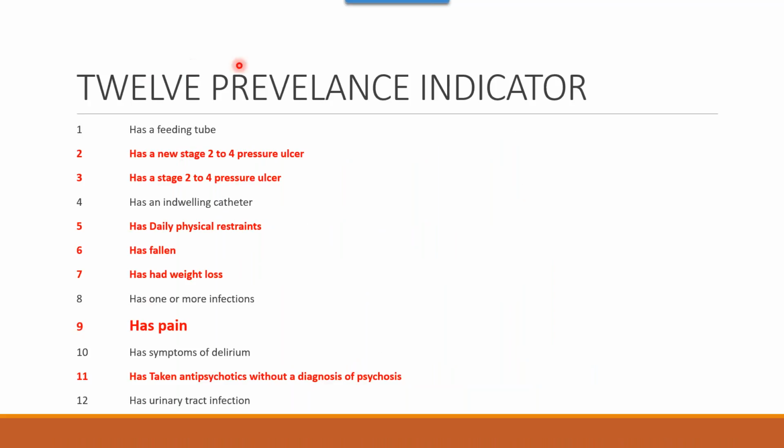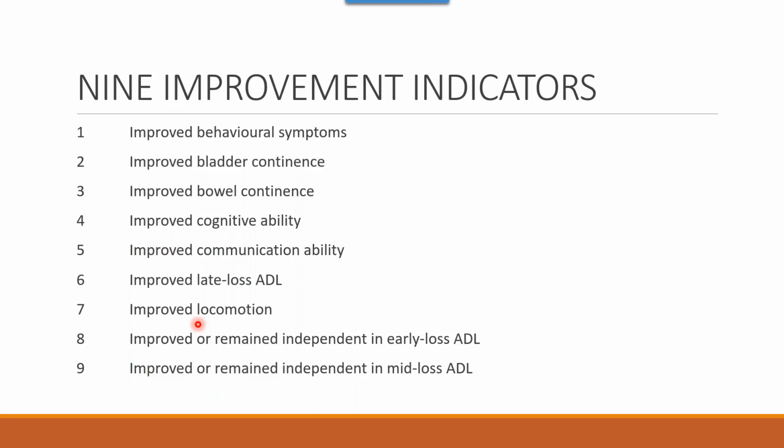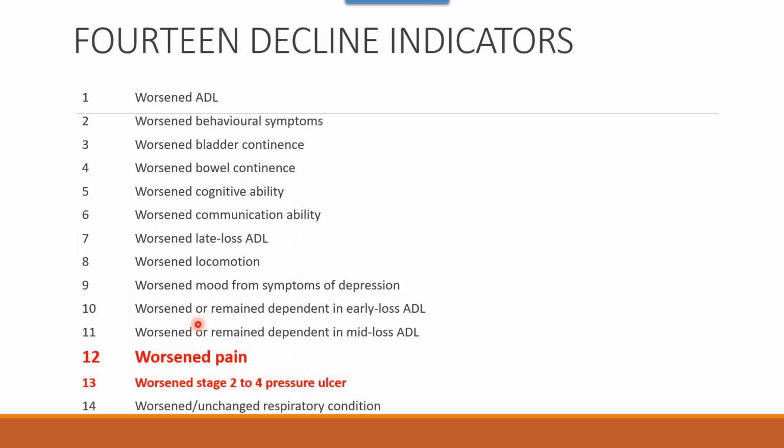Today we're looking at one of the prevalence indicators of the 12 that we have. You can see the ones that we've already covered, and we're looking at pain today. So it's just one assessment where it's a prevalence indicator. We haven't looked at any of the improvement indicators as of yet, and we'll be getting to those in a bit. And from the decline indicators, we can see indicator number 12, worsen pain, is the one that we're looking at. And we've already covered worsen stage 2 to 4 ulcers.